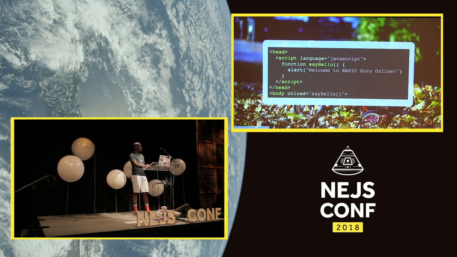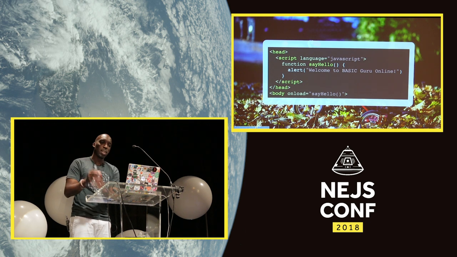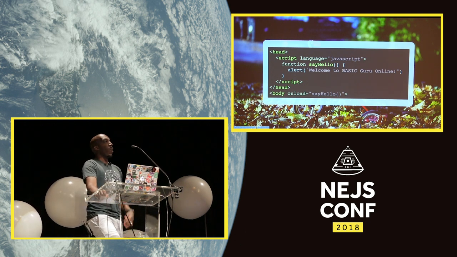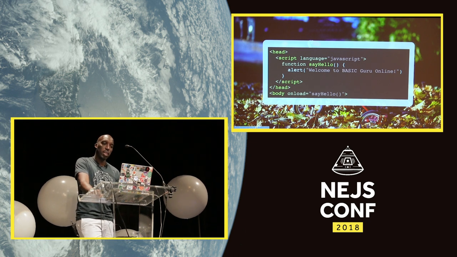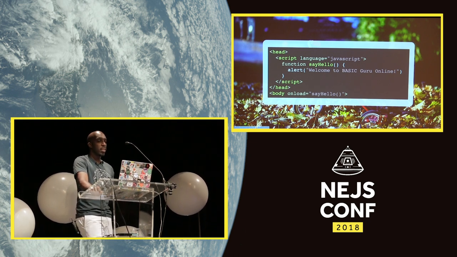So instead of having onload and calling this global say hello function, I really should have a JavaScript file with an add event listener handler on it and attach it to the body. But we didn't have jQuery yet. jQuery came in the mid-2000s, late-2000s. So writing JavaScript for all the browsers was actually pretty difficult at that time. We could only do the simplest things.